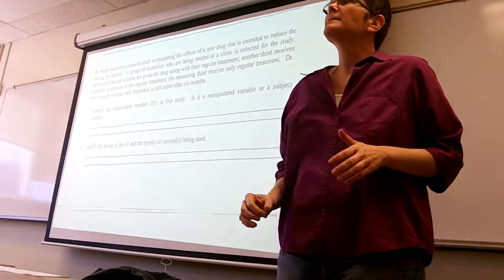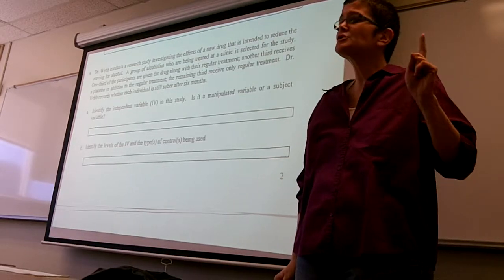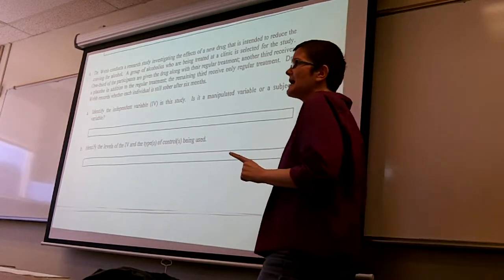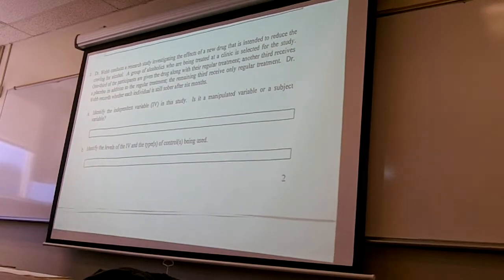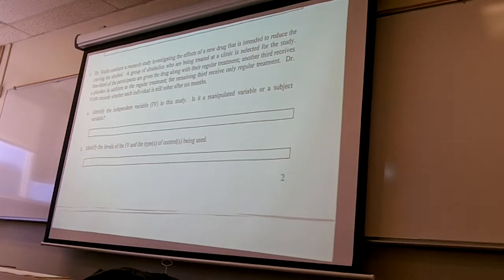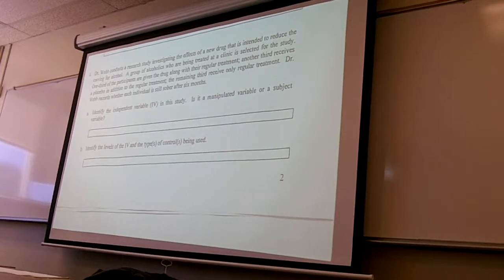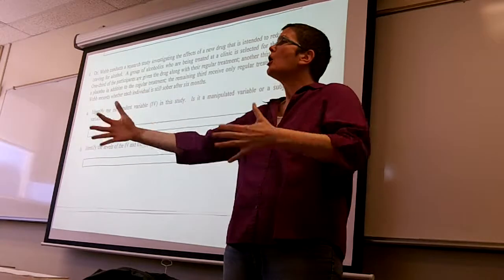It's not consistent in every treatment. Not every treatment involves a drug. So you can't say the drug is the IV. The independent variable has to be something that has all of the conditions in it. You can't say that the IV is the drug because there's only one condition in here that has a drug as part of the treatment. So your independent variable has to include all of the groups.